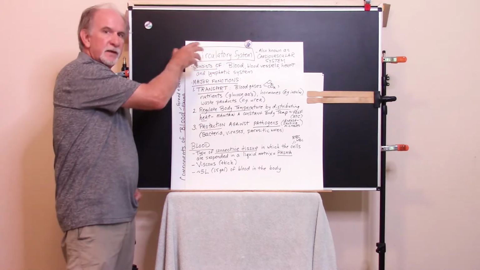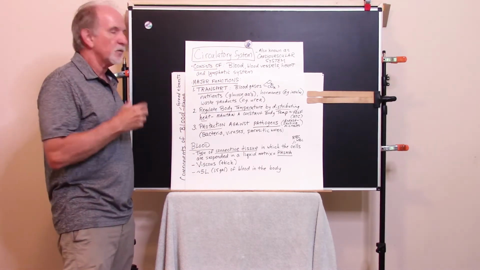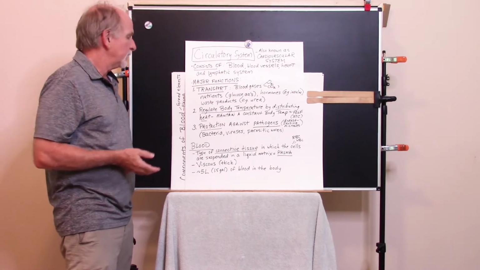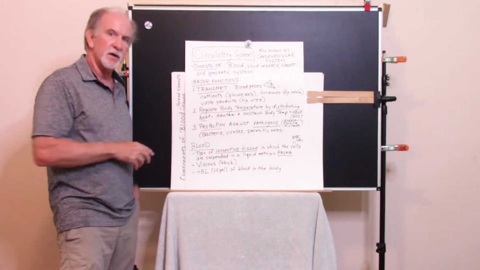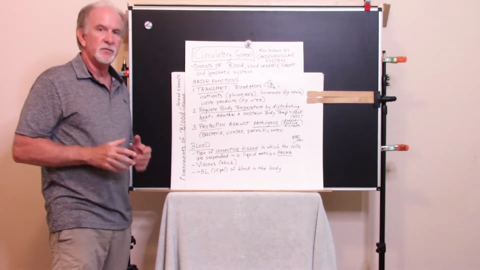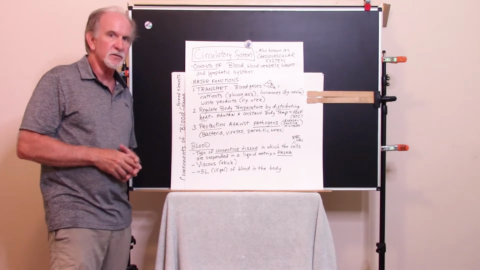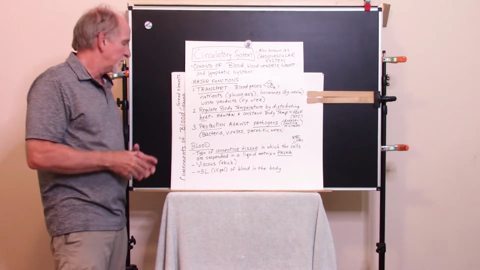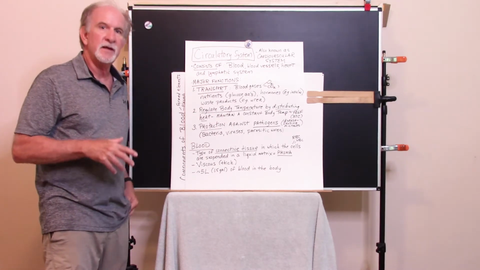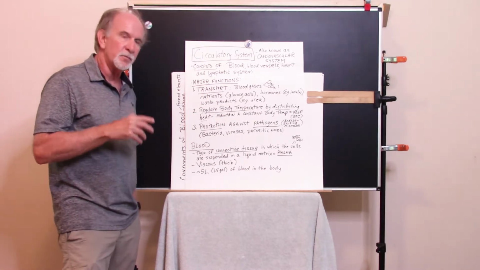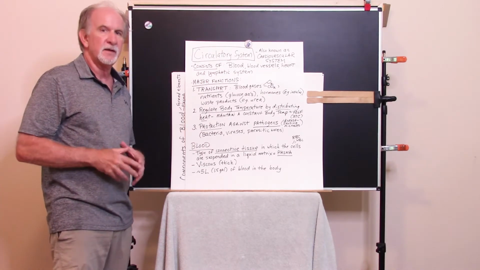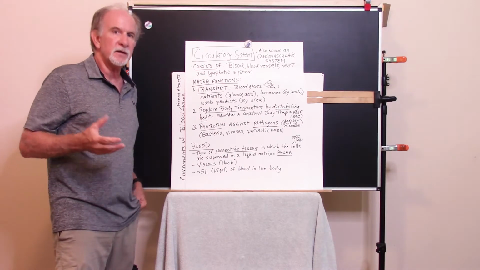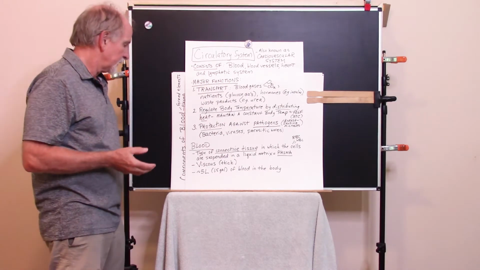So we're going to look at each of the components of the circulatory system, one after the other, beginning with the blood. The blood is a type of connective tissue in which the connective tissue cells, the red cells and the white cells, are suspended in a liquid matrix called plasma. The blood is very thick, and the word we use for thick is viscous.